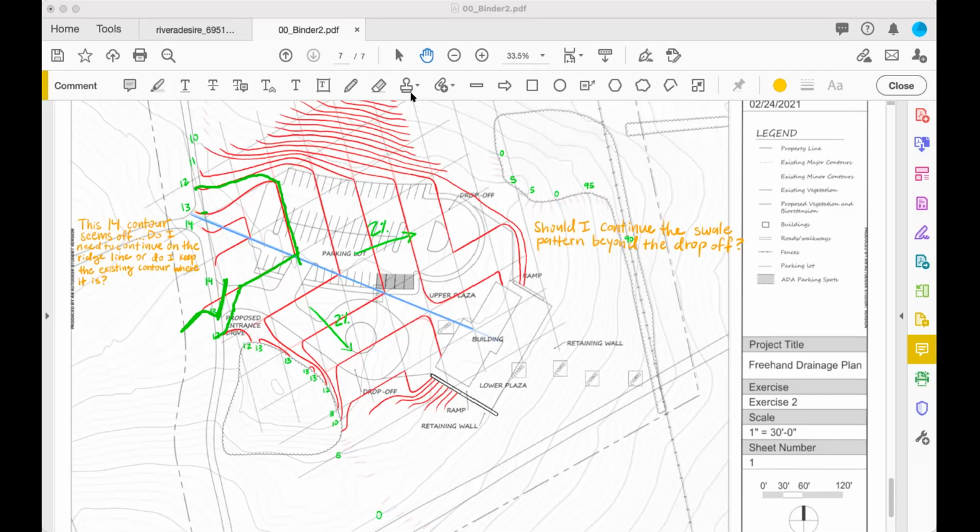Does the road affect the grading? Like when I put the road there, should I? Yeah, you can change the road. So now we have 11 goes like this.